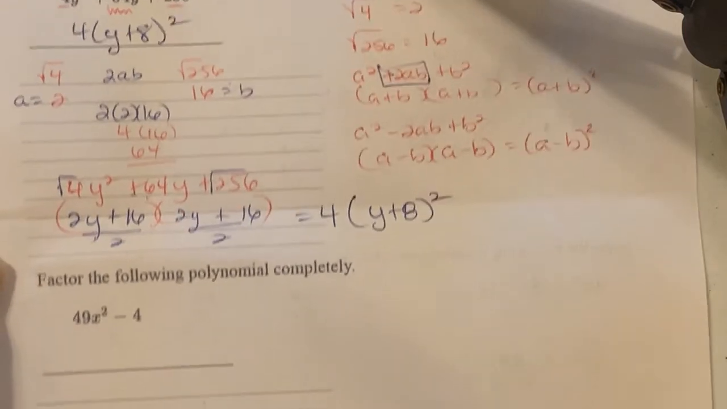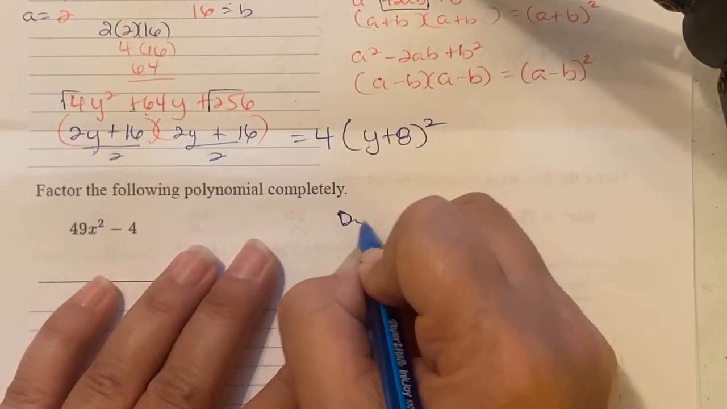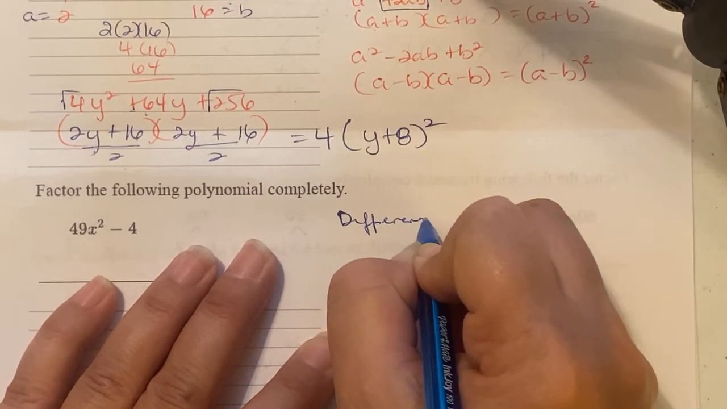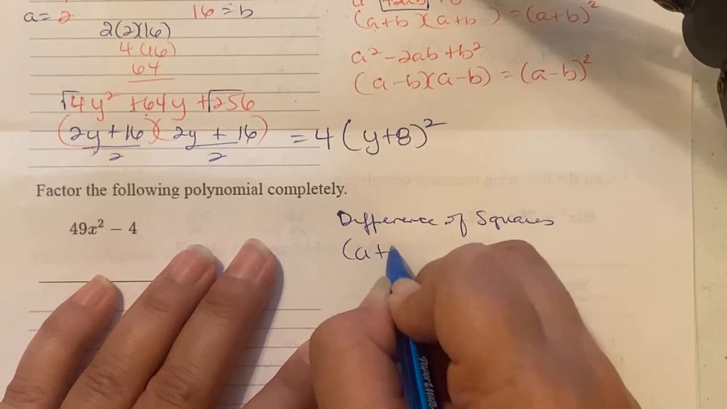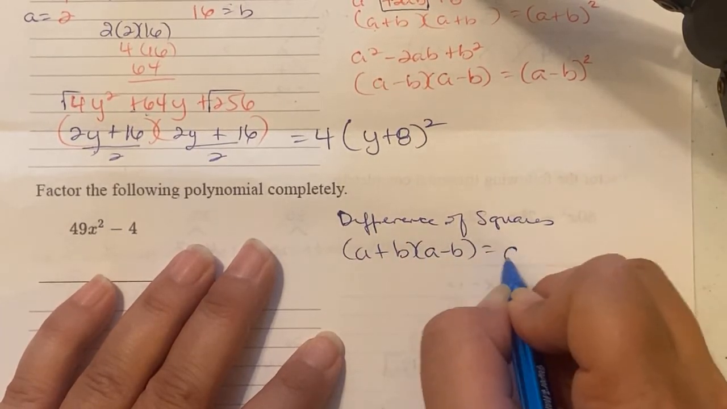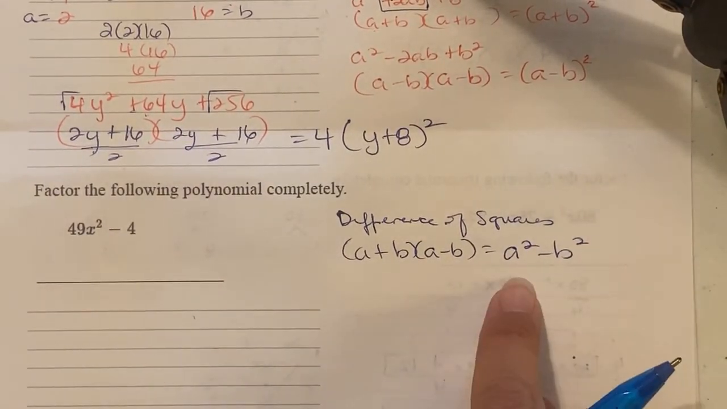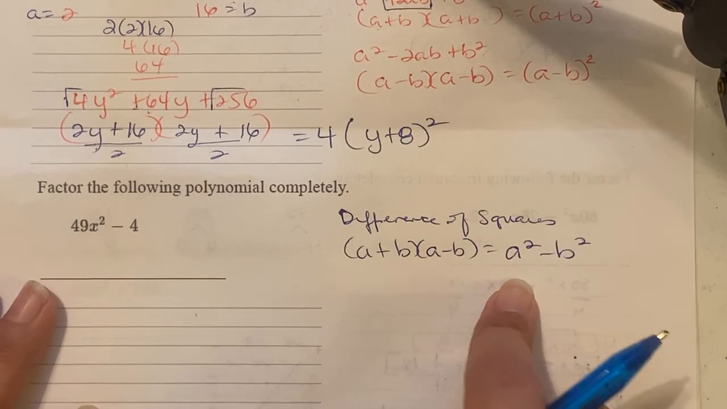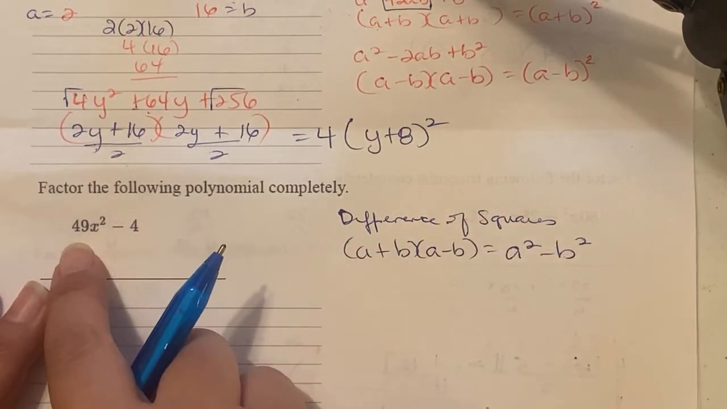The last example, it's only got 2 terms. These are known as your difference of squares. And it means it's following an a plus b, a minus b pattern, which is also known as your a squared minus b squared situation. Which means, again, it's dealing with square roots. So you need to have perfect numbers. So if we think about it, because it says difference of squares, 49, that is a perfect number.